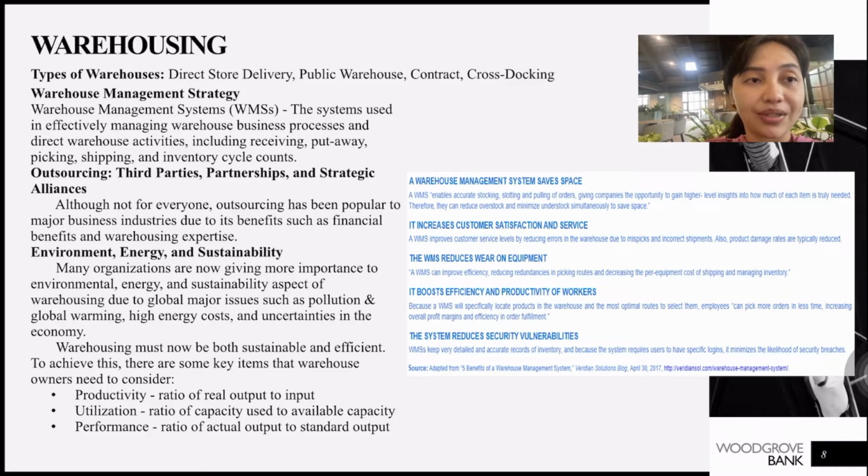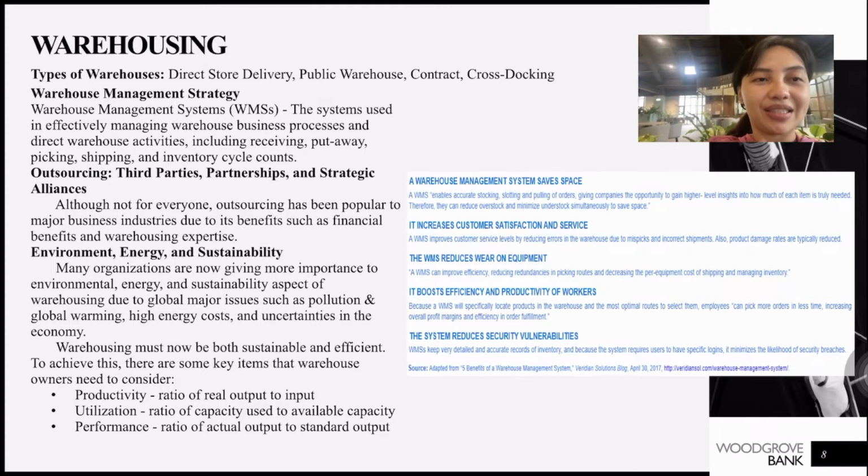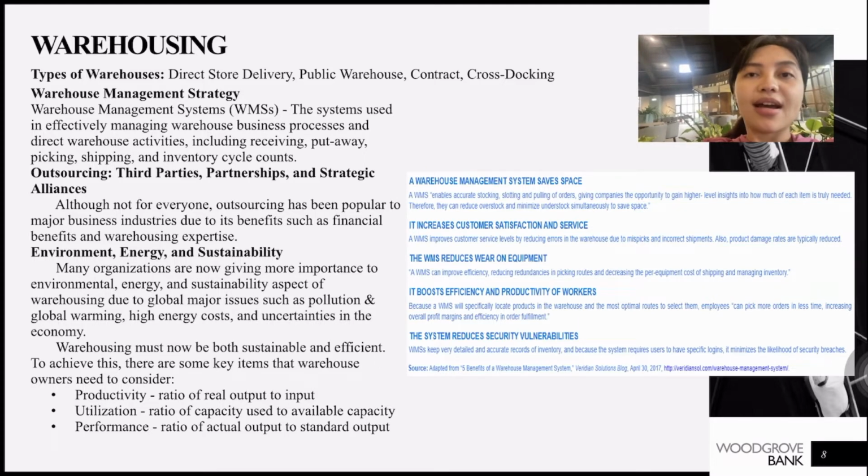goods or WIP. Many organizations are now giving more importance to the environmental, energy, and sustainability aspects of warehousing due to global issues such as pollution and global warming, higher energy costs, and uncertainties in the economy. Warehousing must now be both sustainable and efficient. To achieve this, most businesses are considering productivity, utilization, and performance.